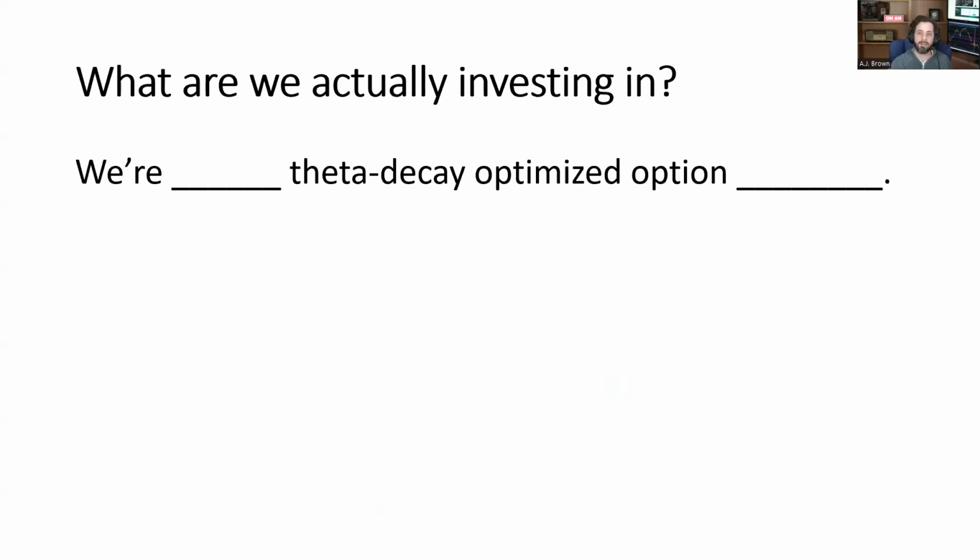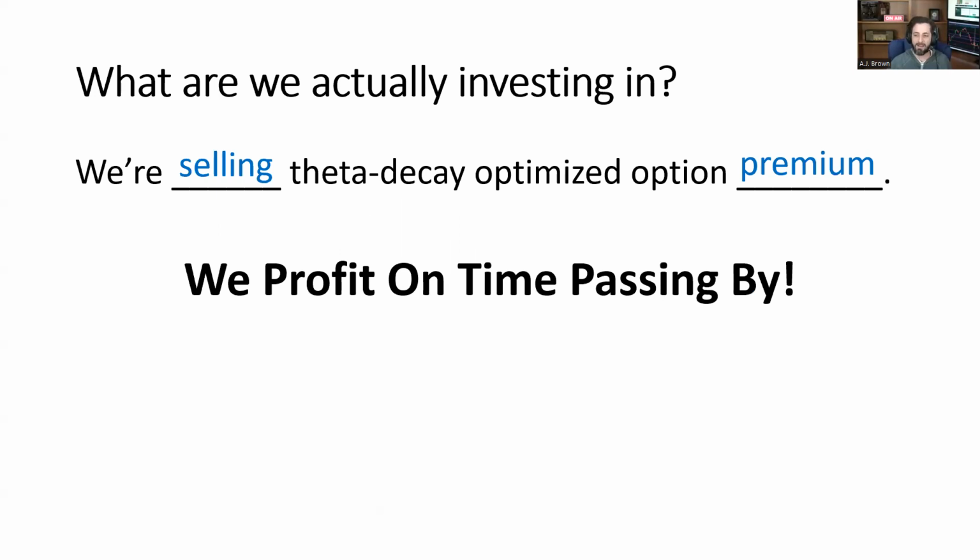So what are we actually investing in? What I've been talking about is selling theta decay optimized option premium. Boy, that's a lot of word salad coming out of my mouth. So let me break it down. It means that we profit on a very consistent variable, time passing by.